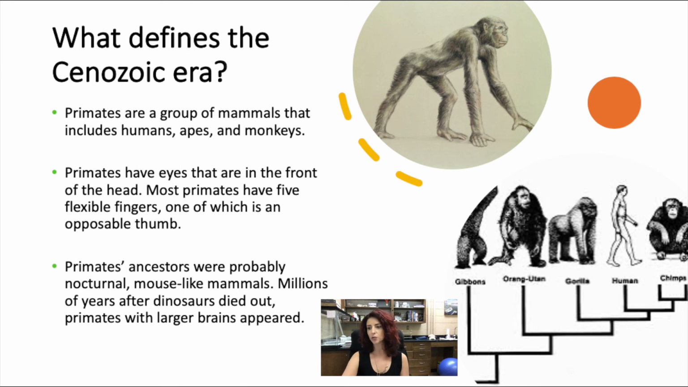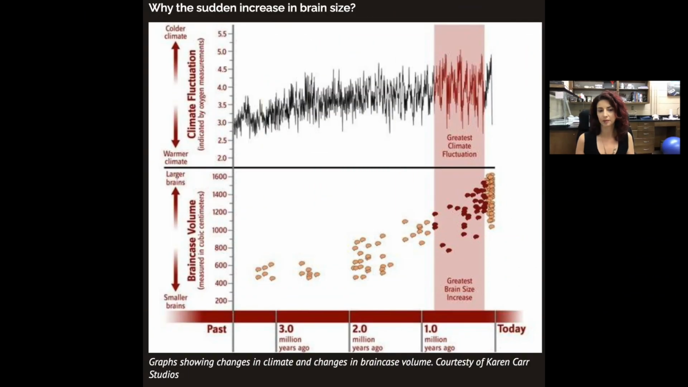Primates' ancestors were probably nocturnal, mouse-like mammals, and millions of years after the dinosaurs died out, primates with larger brains appeared. As early humans faced new environmental challenges, they evolved bigger bodies. They also evolved larger and more complex brains. These large complex brains can process and store a lot of information.